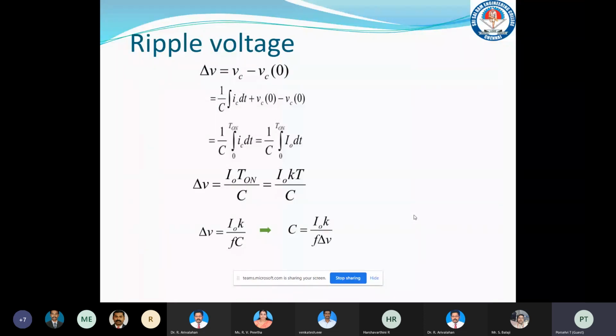Again, we can substitute T on is equal to KT. So after substituting that, we will get del V is equal to I naught K by FC. After substituting T is equal to 1 by F, from which we can write the design equation for C as I naught K by F into del V. So again, with the help of the L and C expressions, we can find the values of L and C components which are used in the boost converter.